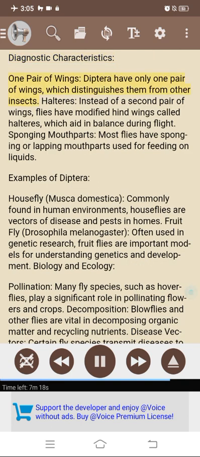Diagnostic characteristics. One pair of wings. Diptera have only one pair of wings, which distinguishes them from other insects. Halteres. Instead of a second pair of wings, flies have modified hind wings called halteres, which aid in balance during flight. Sponging mouthparts. Most flies have sponging or lapping mouthparts used for feeding on liquids.